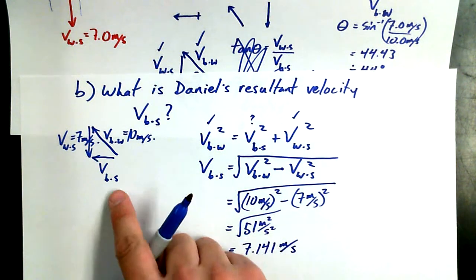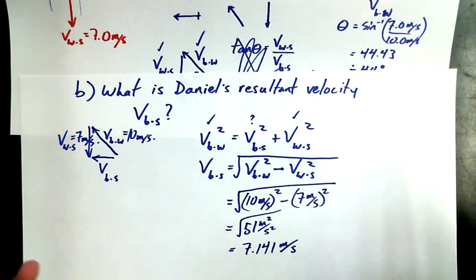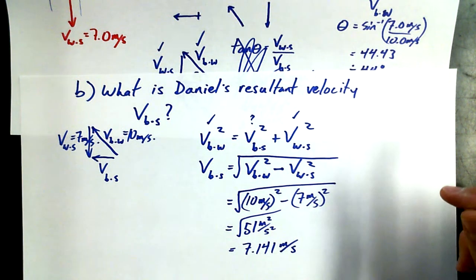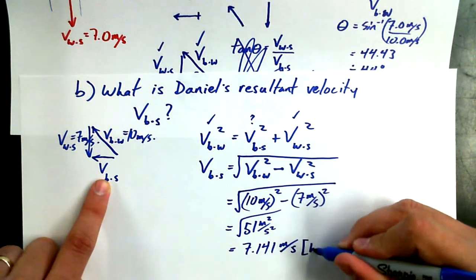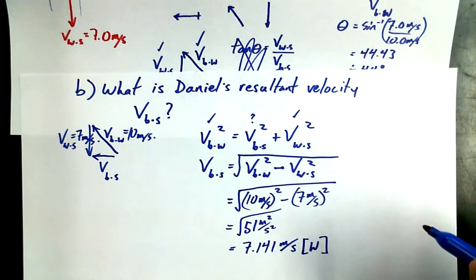Now it happens that this VBS, based on my calculations, is westerly. Oh, no, it's not. What am I talking about? Is it westerly? Yeah, it's westerly. VBS is westerly.